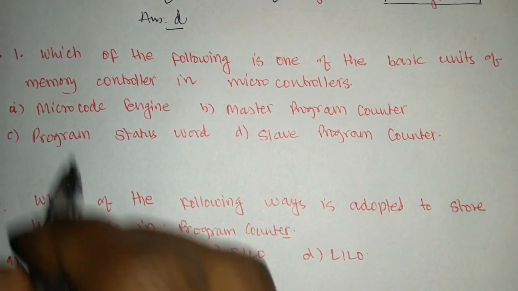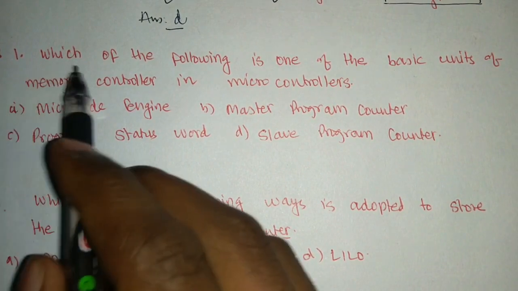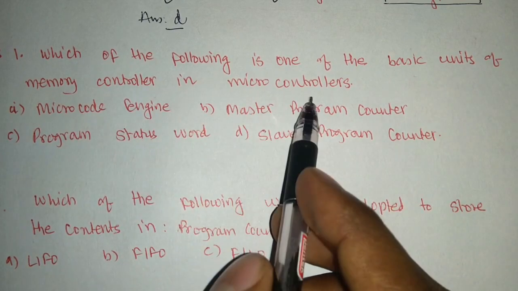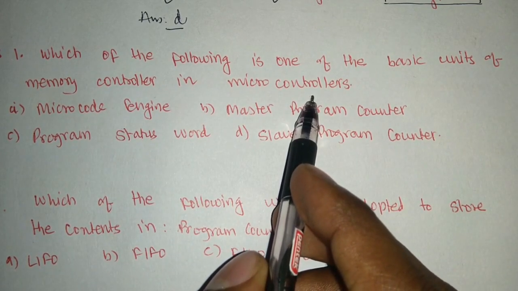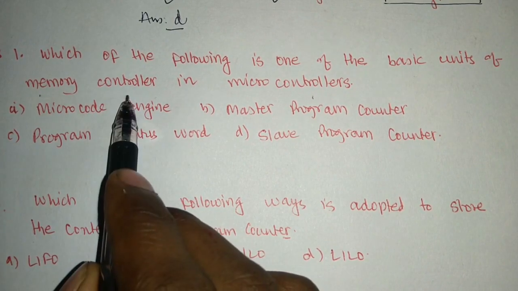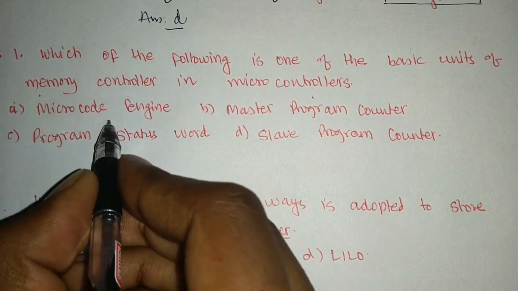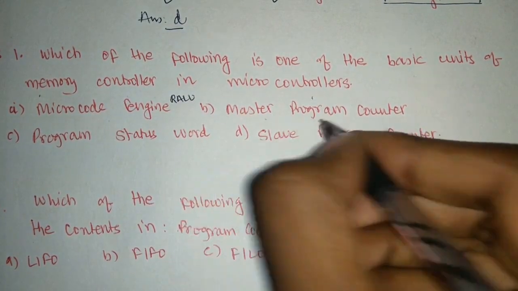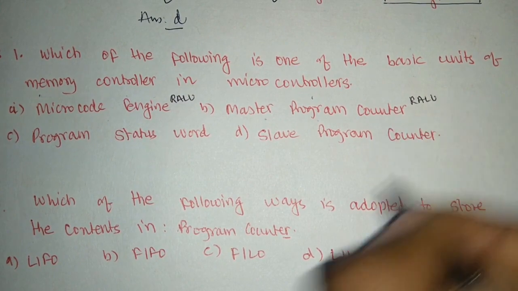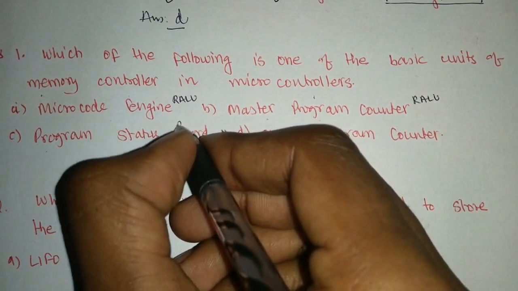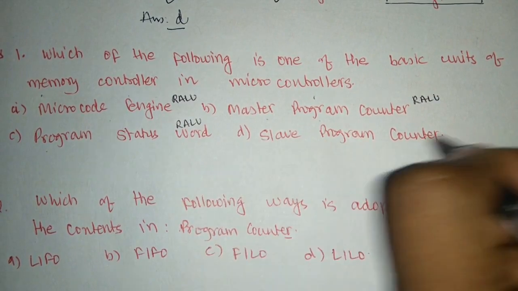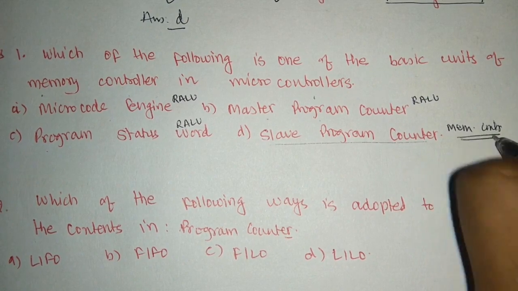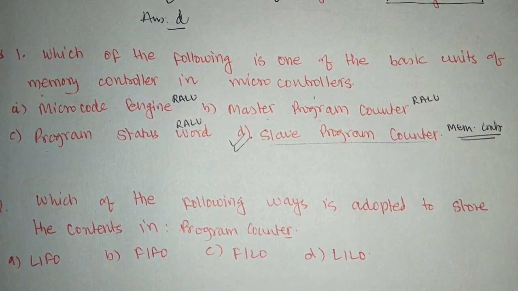Clear? And the next question that was asked in 2019 prelims. Which of the following is one of the basic units of memory controller in microcontroller? Okay, so I have already discussed the memory controller of a microcontroller, and we saw that microcode engine was in RALU, right? Master program controller was again in our RALU. A program status word again in our RALU. The slave program counter, that was in our memory controller. Okay, so this is our answer, the slave program counter.